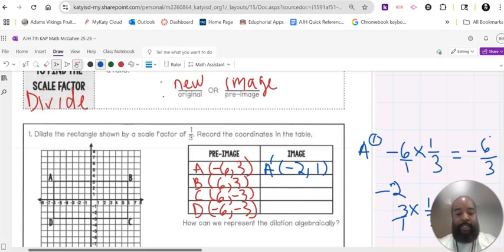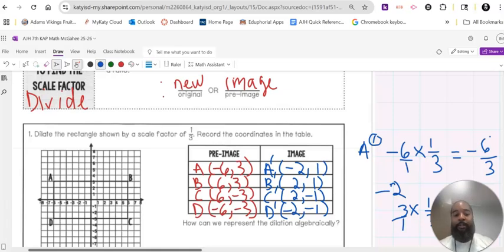If you notice, all of these are 6 and 3, so I just need to pay attention to my sign. 6 times 1/3 would be a positive 2, and 3 times 1/3 would be a positive 1. That would be my B prime. 6 times 1/3 would be 2, and negative 3 times 1/3 would be negative 1. We follow this pattern all the way down: negative 6 times 1/3 would be negative 2, and negative 3 times 1/3 would be negative 1.